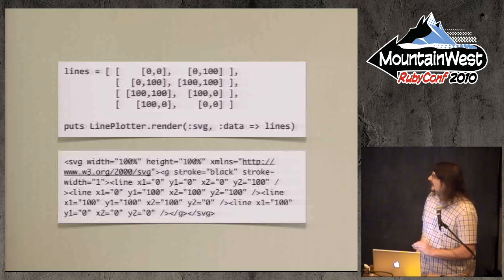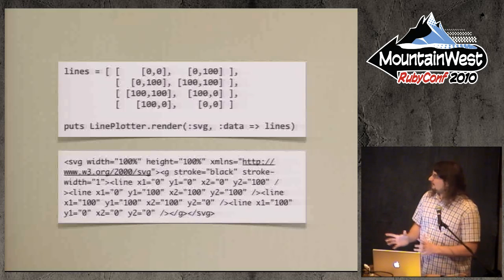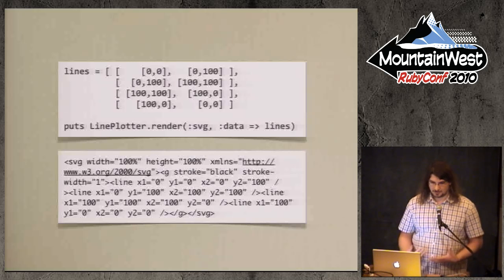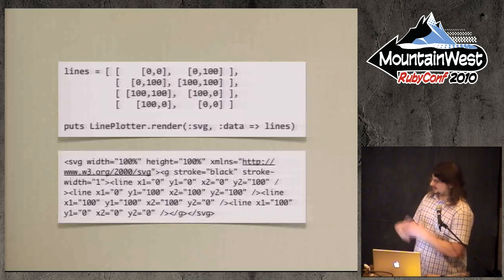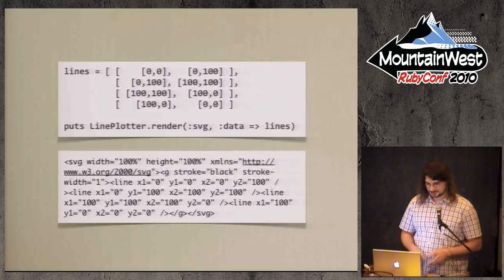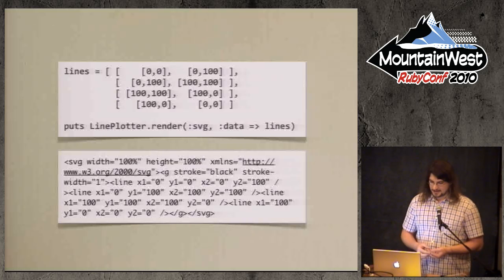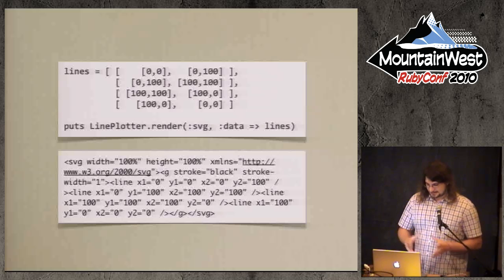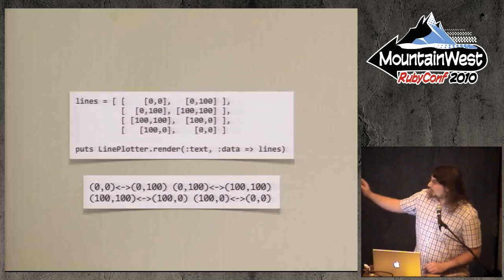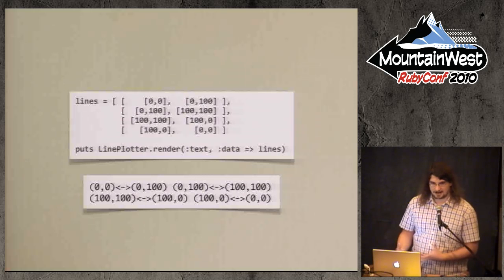It's a little bit convoluted, but at the same time, it's representative of the sort of things you might want to do. You've got some raw data. In this case, it's a bunch of points in a nested array structure, and they form lines. And you want to output them in a couple of formats. Here, we're going to look at SVG and text output. The idea is that we want to be able to do nothing more than change a word to get the different output.